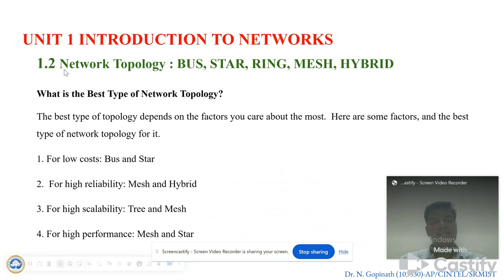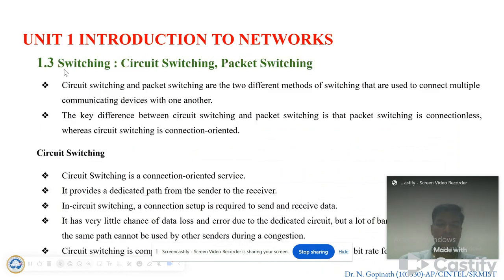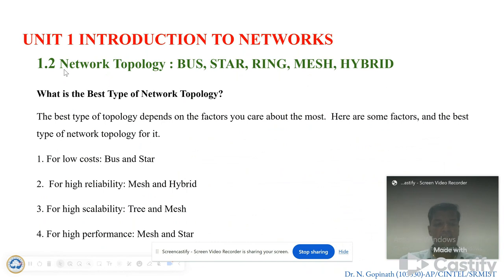So what is the best type of network topology? The best type of network topology depends on the factors you care about the most. Here are some factors and the best type of network topology for it. For low cost, bus and star topology is preferable. For high reliability, mesh and hybrid topologies are reliable. For high scalability, tree and mesh topologies are advisable. And for high performance, mesh and star topologies are advisable.